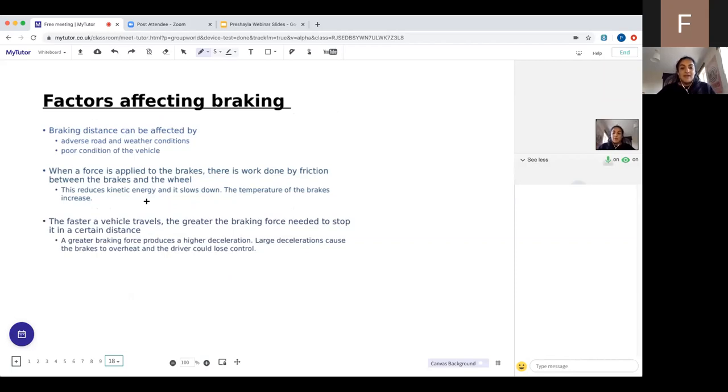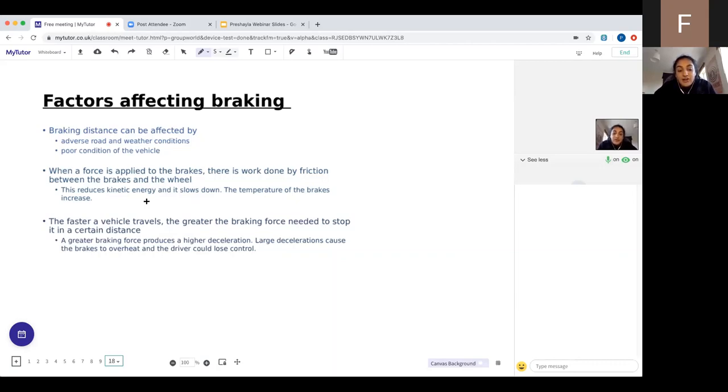What happens then with the forces and the work when we apply brakes? When a force is applied to the brakes, there is work done by friction between the brakes and the wheel. Remember, work done is when a force causes motion. For us, the force is you applying the brakes and the motion is slowing down the car, which is done by friction between the wheels and the brakes and the wheels and the road.